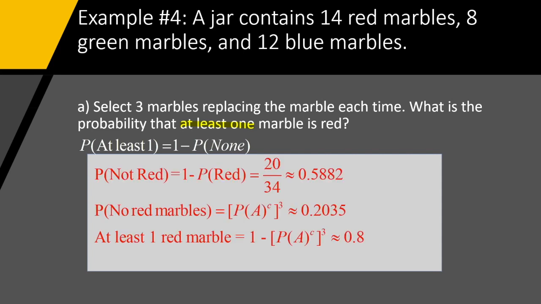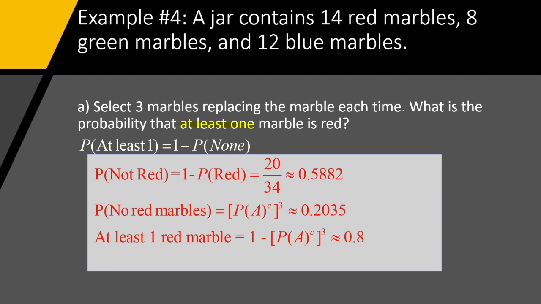So it sounds complicated, but it's really not. Anytime you see at least 1, I want at least 1 red marble. So let's find the probability of selecting 1 marble that is not red. If you recall from this problem, we need to add up all of the marbles to get 34. We have 14 red marbles, which means we have 20 that are not red. And that's just 1 marble that's drawn from the bag. But in this case, I'm going to draw a marble, replace it, draw another marble, replace it, draw another marble, and then I have my 3 marbles.